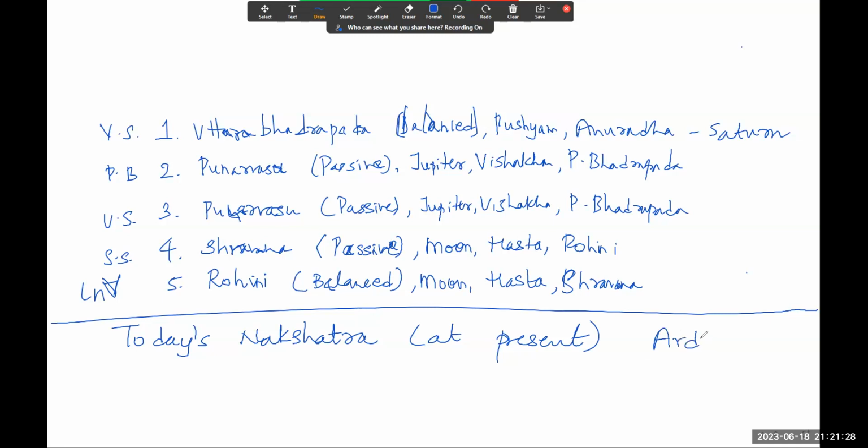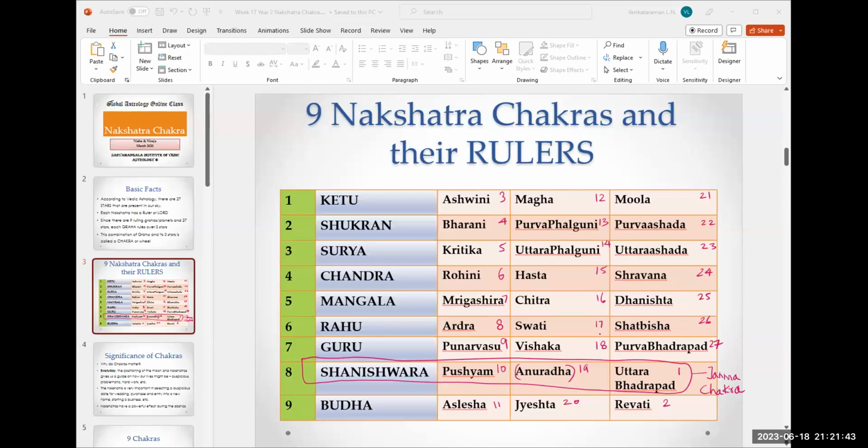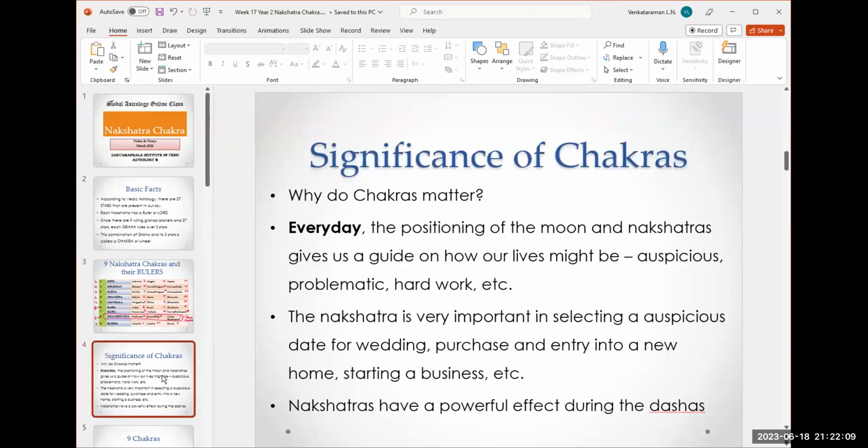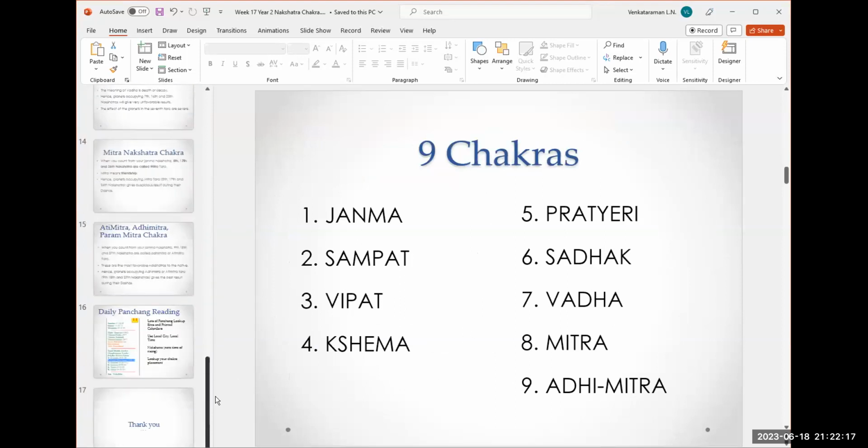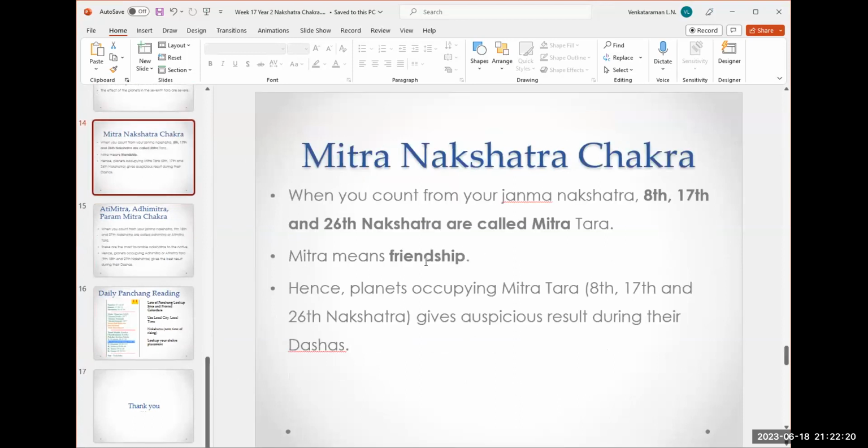Okay. Now let's go back to that classification, the chakra one. Now where is Ardra? Ardra is in this one, right? Sixth, ruled by Rahu. Now let's take Mr. Vishal's. For him, Janma Chakra is this, right? So this will be the first. Then second, 3, 4, 5, 6, 7, 8. And for him, it's the 8th chakra. That means if you go down into this, it's going to be Mitra. So Mitra means support from friends, right? So seek assistance in getting things done.